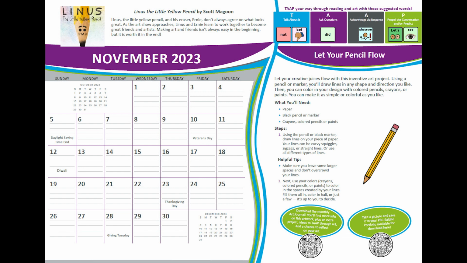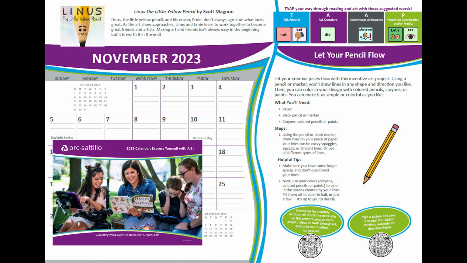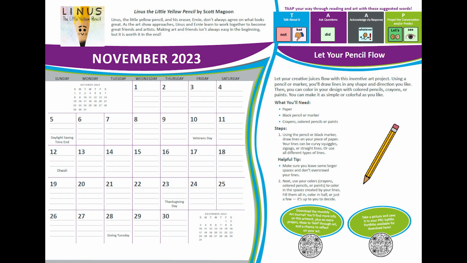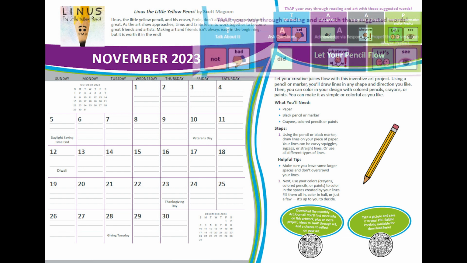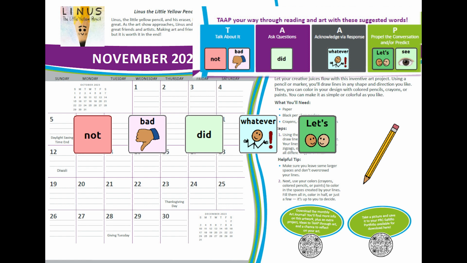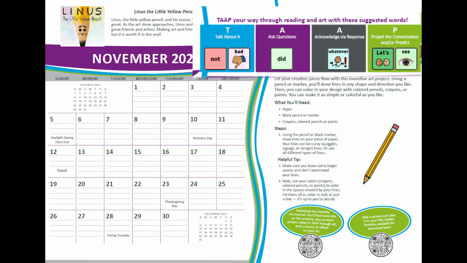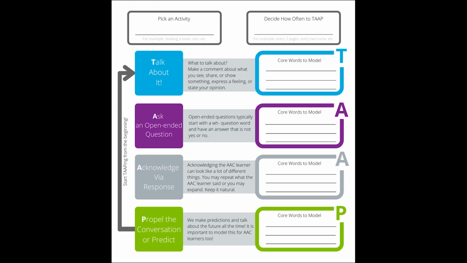Linus, the Little Yellow Pencil by Scott Magoon is highlighted in November of the 2023 PRC-Saltillo calendar. This story is read using the TAAP strategy to encourage conversation and interaction with the AAC learner. The words we encourage you to model this month are not, bad, did, whatever, let's, see, and a few others. Let's take a closer look at how to model these words and tap your way through the story.